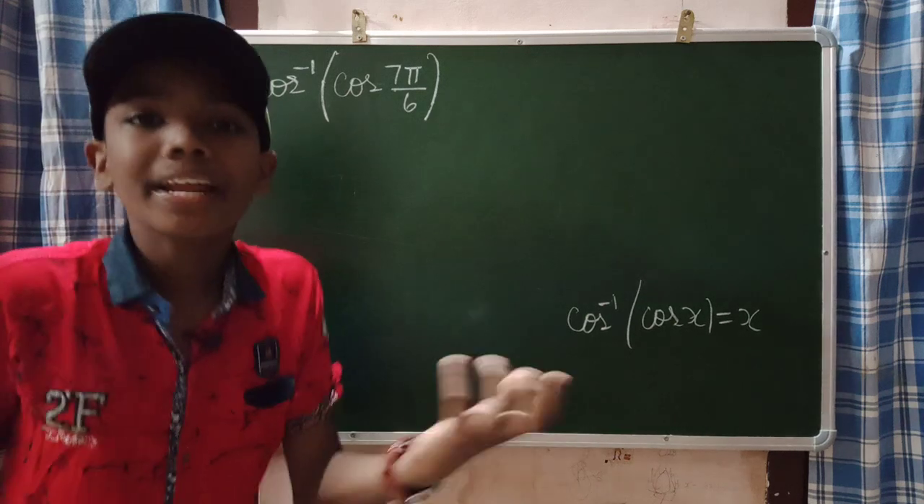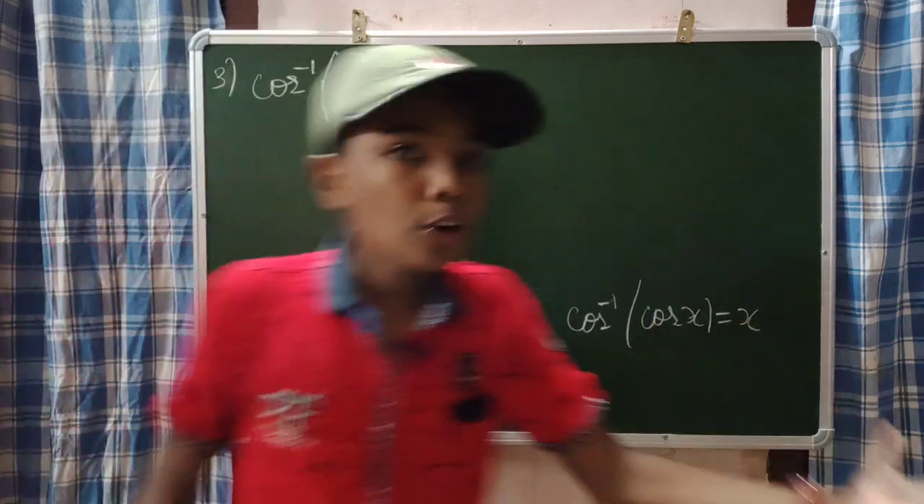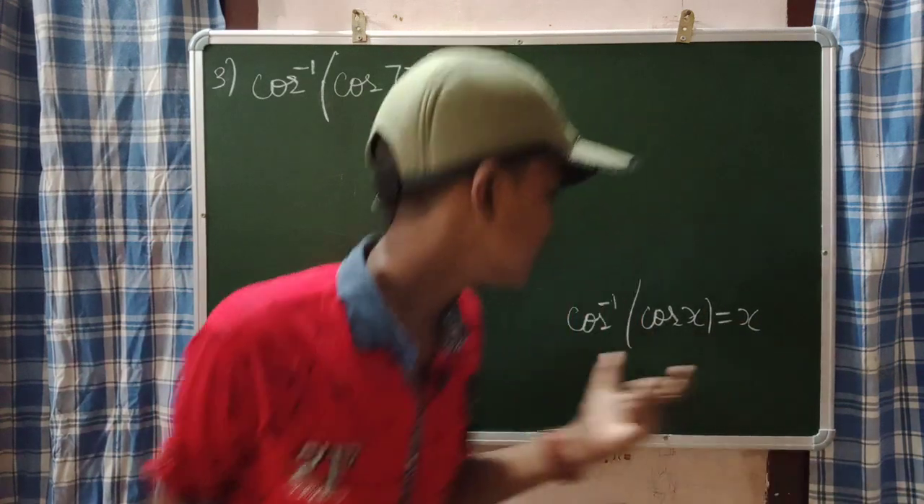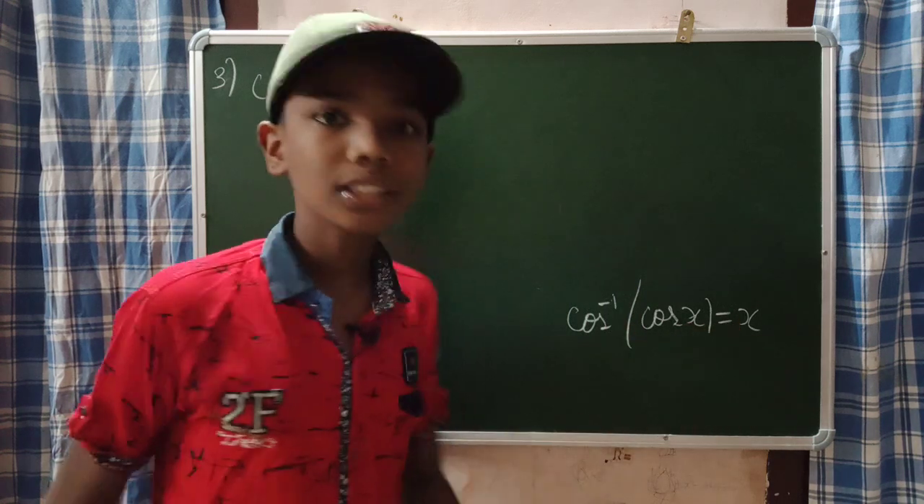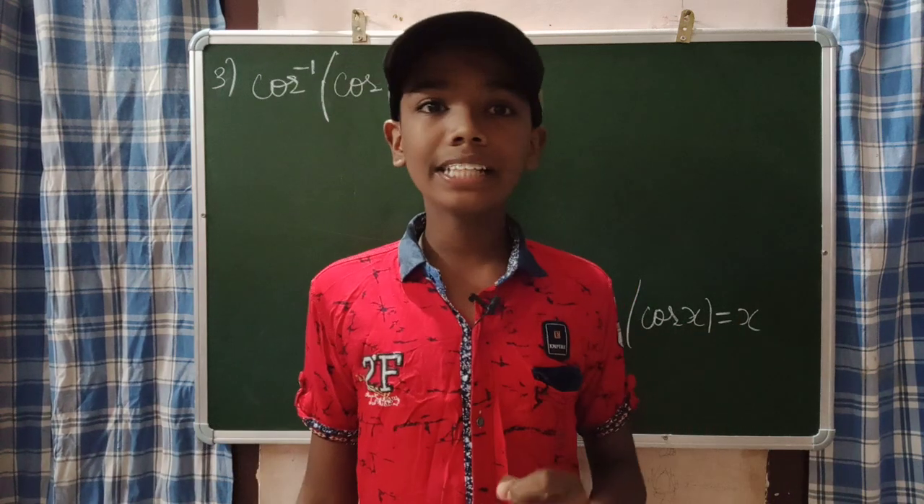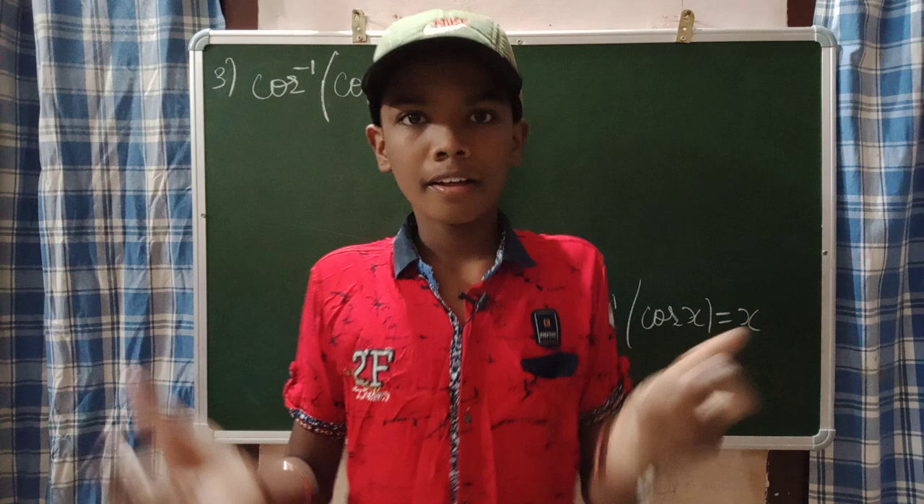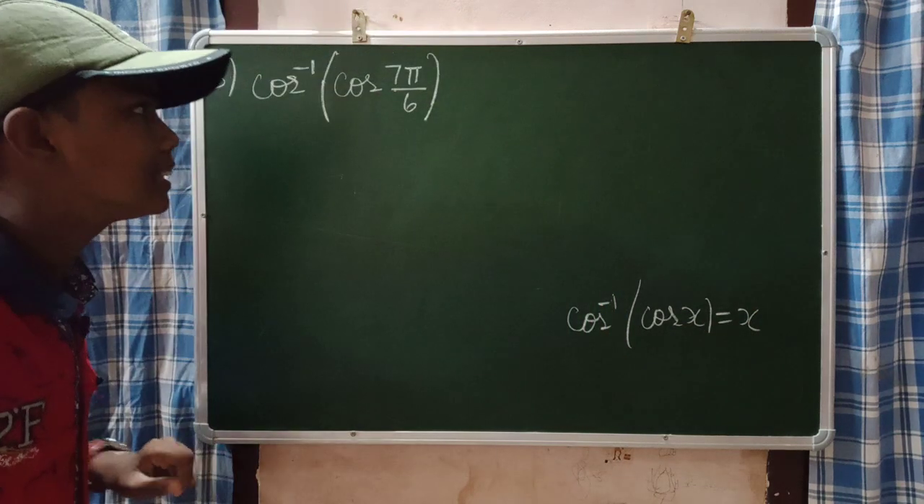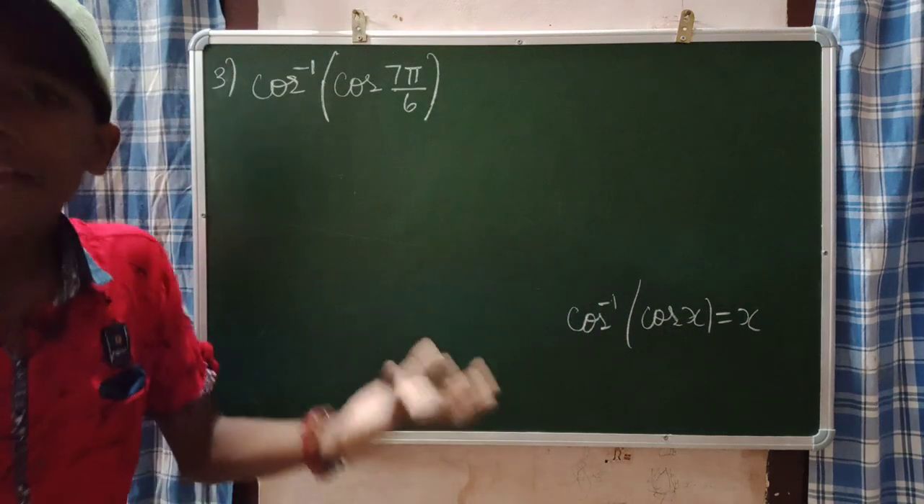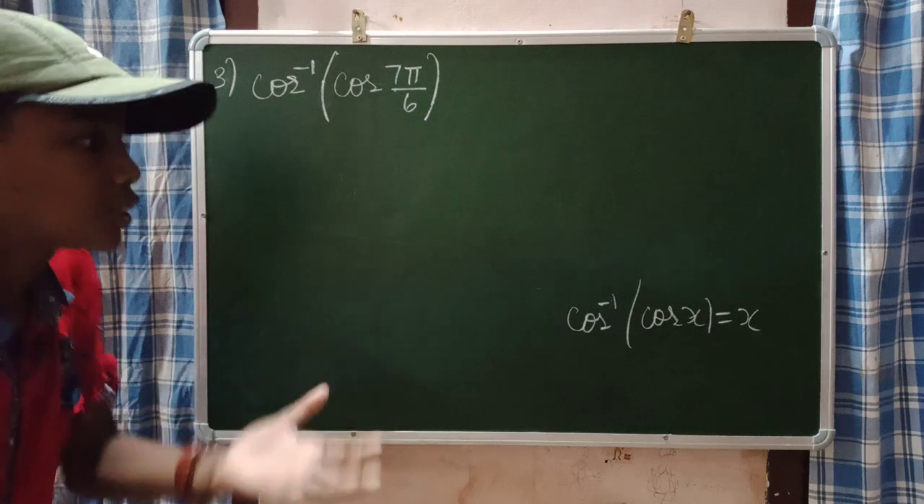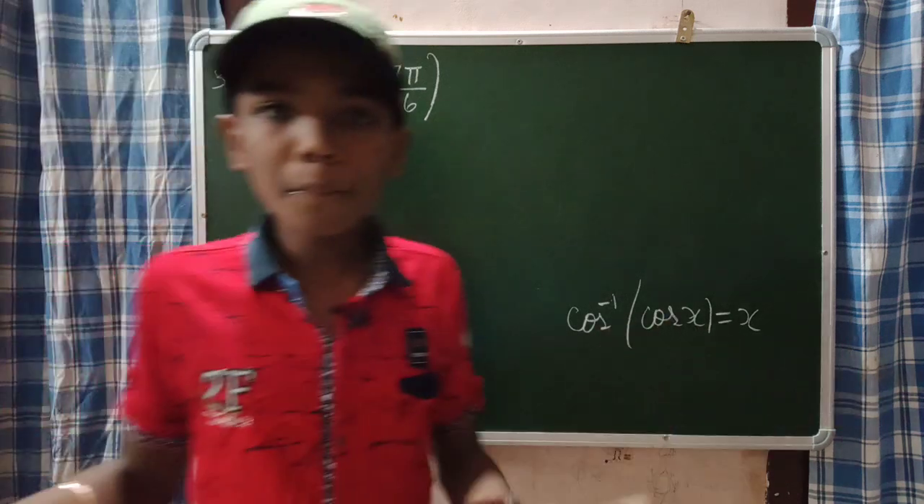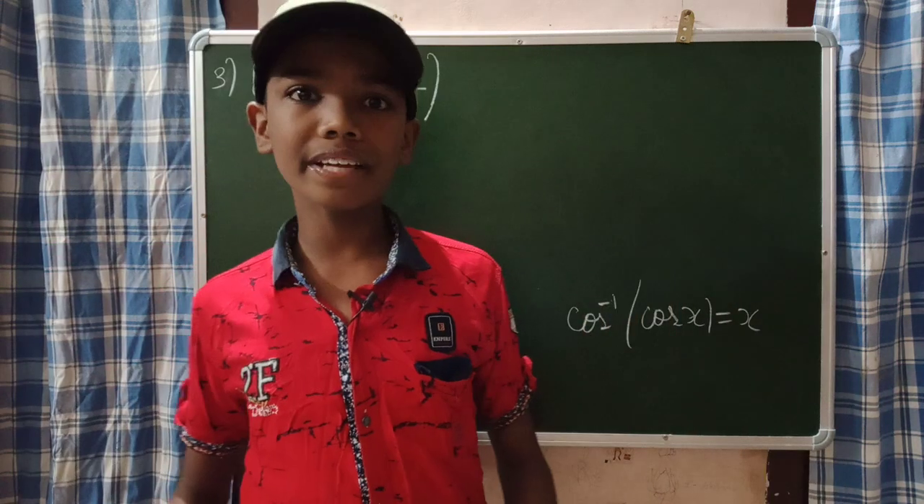Only when your x lies in the interval of 0 to pi, cos inverse of cos x will be equal to x. But does 7 pi by 6 lie in the interval of 0 to pi? Obviously not. 7 pi by 6 does not even lie between 0 to pi. There is not even a relation between them.